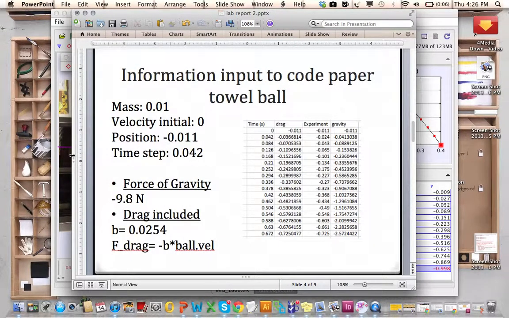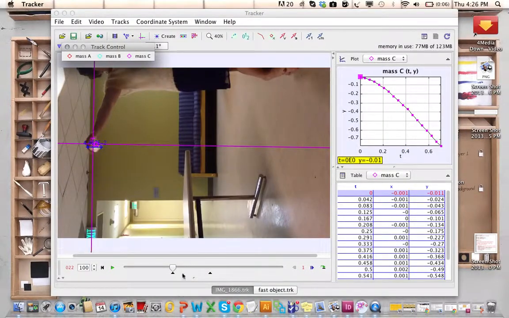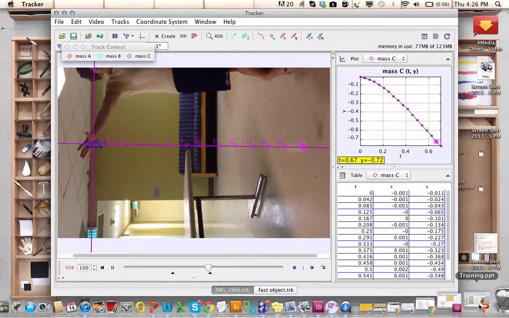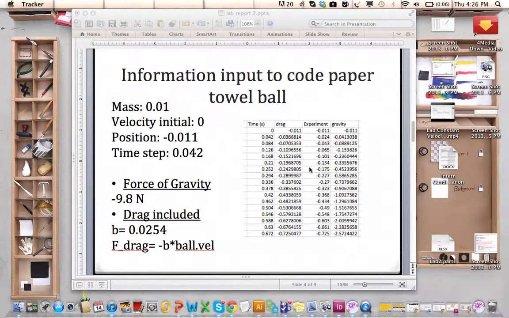Then we followed with the paper towel ball, and here it is again in the tracker, and our graph, which is parabolic but less than the other one. We then again put our information into an Excel spreadsheet, and here's our information about the experiment.